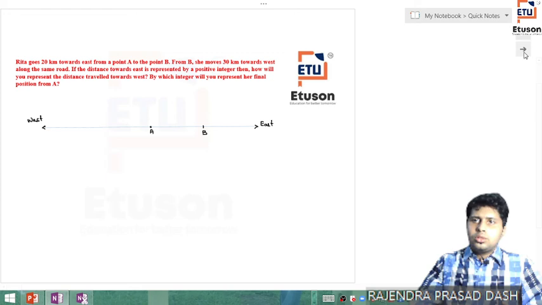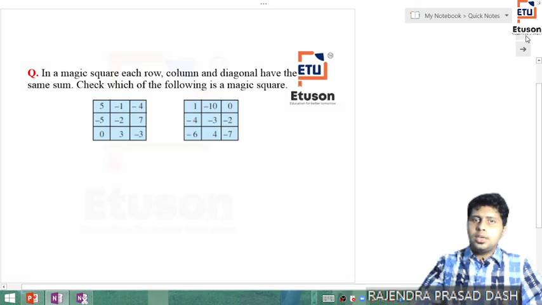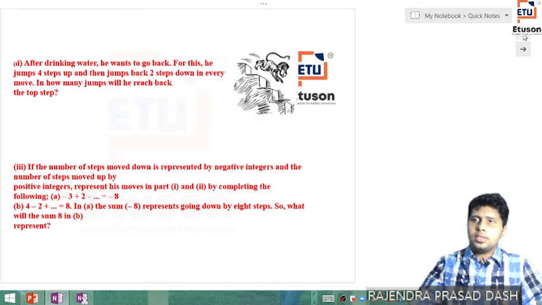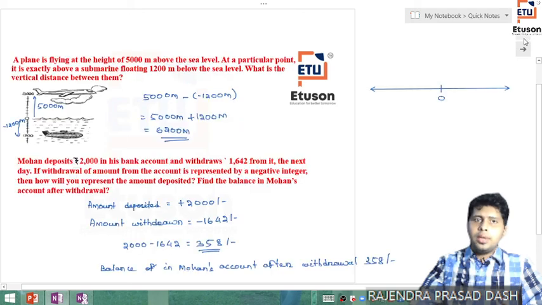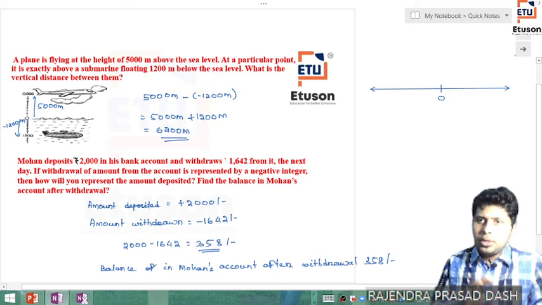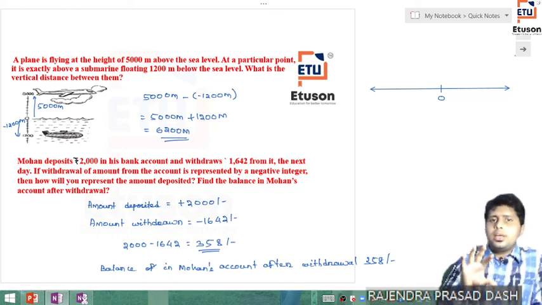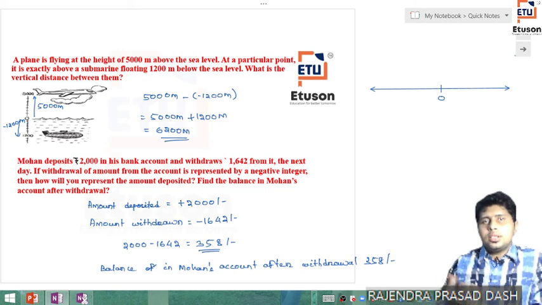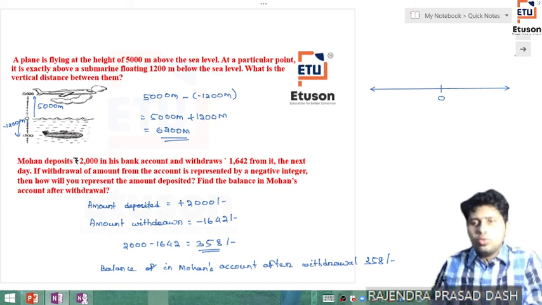There are a few more questions which we'll discuss in the next class. Then we'll go to the next topic. These questions are very important. That's why I am doing this chapter bit by bit with you, because with these questions you will get a clear idea regarding the calculation and the operations of integers. So we'll stop here today.